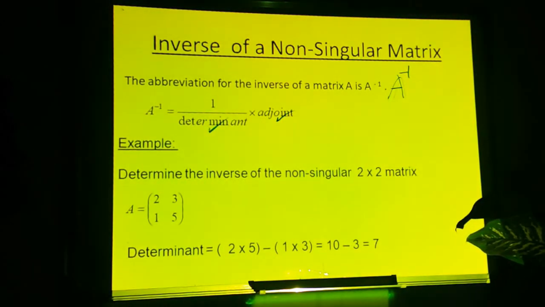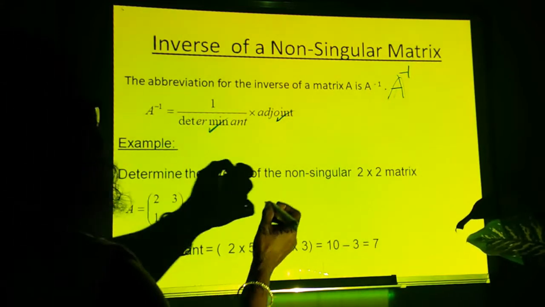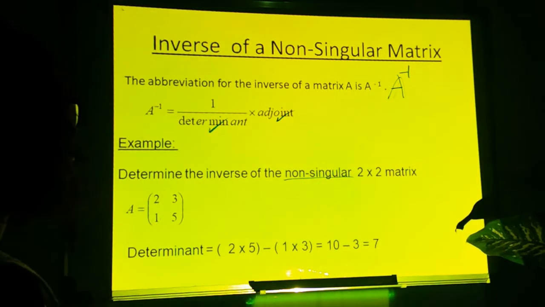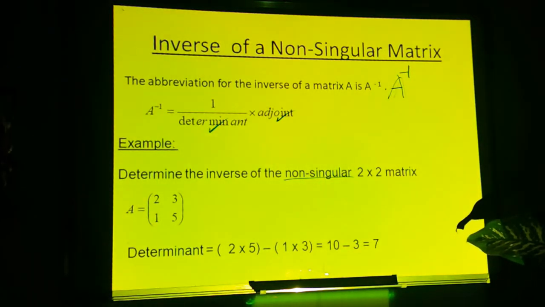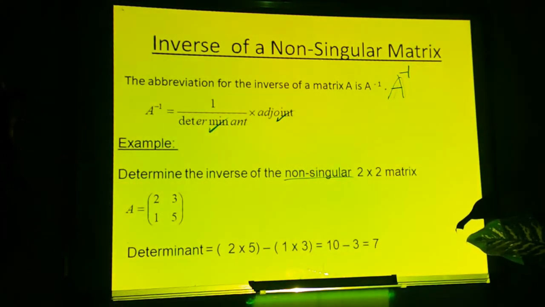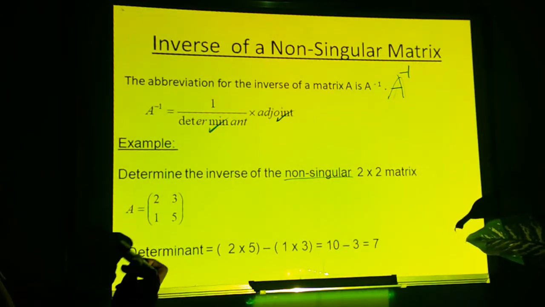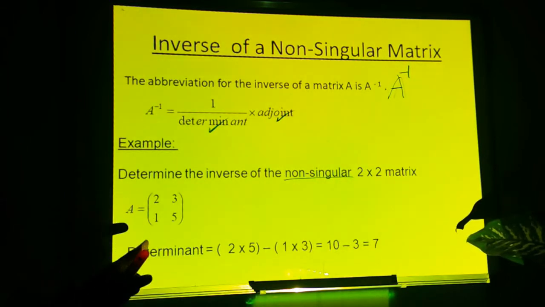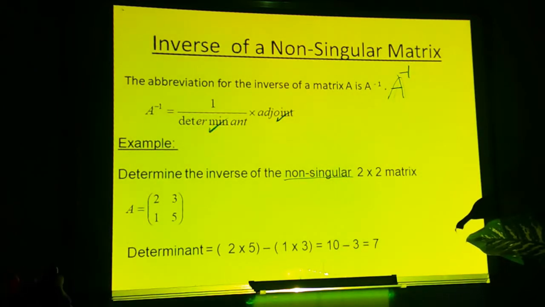So let's look at an example. Determine the inverse of the non-singular 2 by 2 matrix. Now remember what a non-singular matrix is. The determinant must not be equal to 0. And I'll explain in future videos why I say non-singular and not singular in this question. So here we have a matrix called A, 2, 1, 3, 5. And we are determining now the inverse.